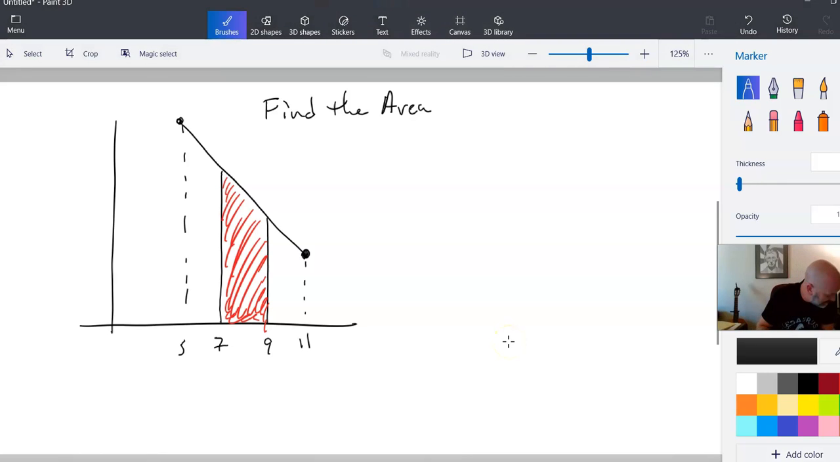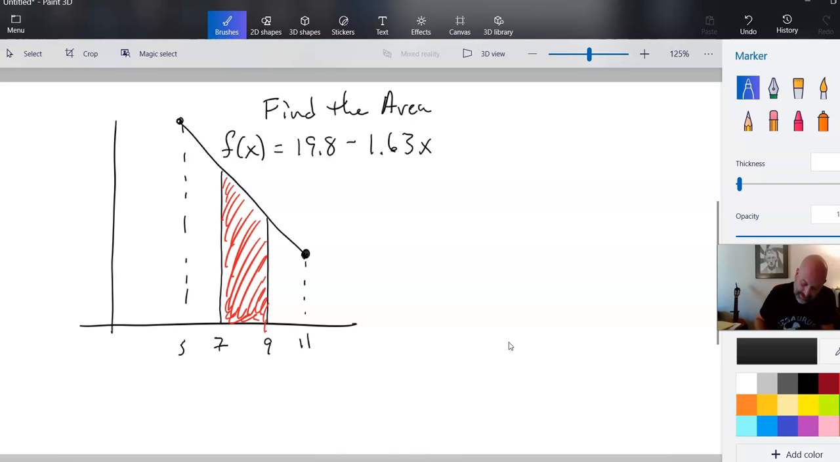Okay, it'd be easier to get a handle on this if I give you the function. So let's take a look here. The function actually is f of x is equal to 19.8 minus 1.63x. Okay, so now try to work on it now that you have all the information. Okay, so I'm assuming you've paused it at this point. So let's go ahead and see what we can find. So again, we're going to need the area of a trapezoid, which in this case is going to be 1/2 the sum of the heights times the base.